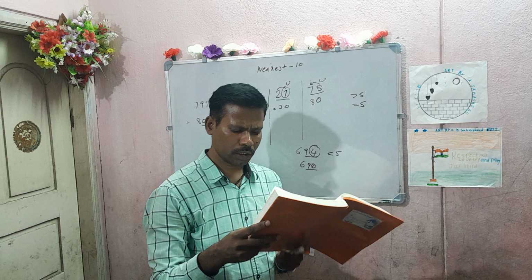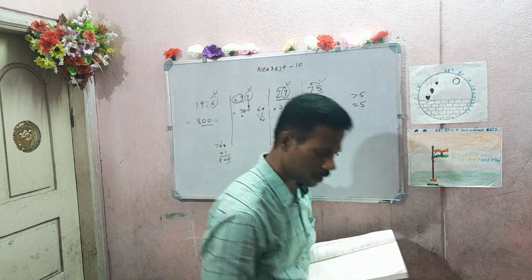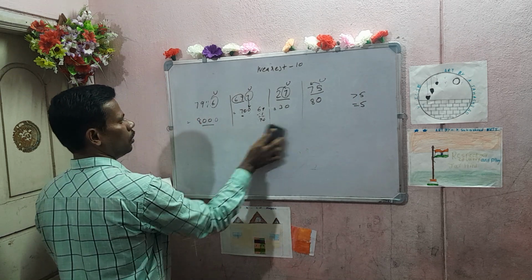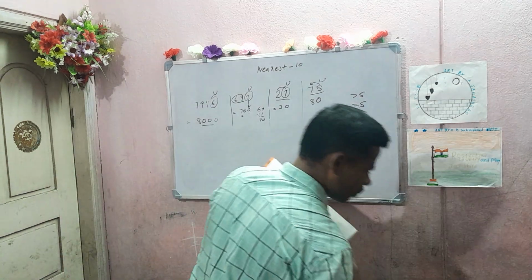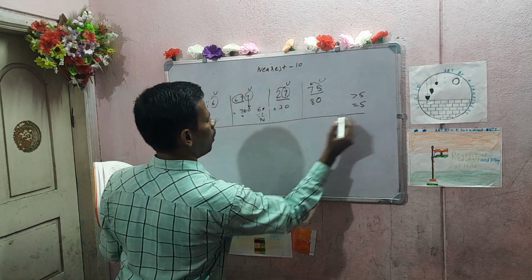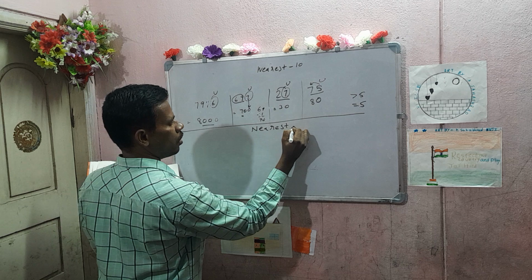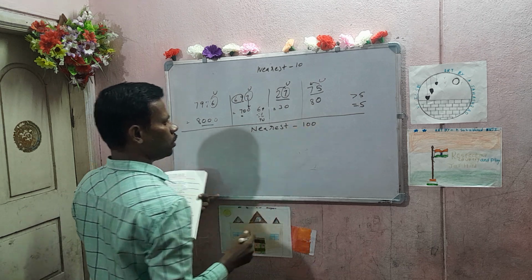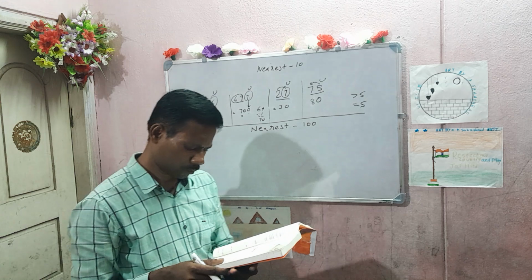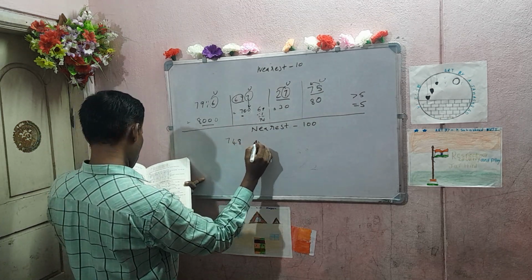Rounding off to the nearest 100. This also I will explain. Now the question is nearest 100. I will take different examples. 748.